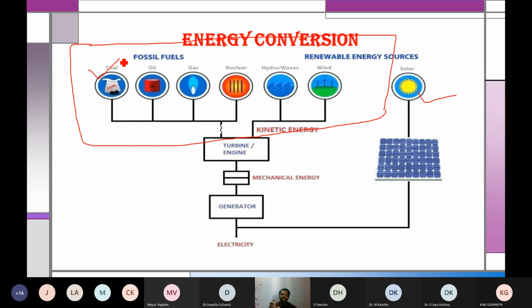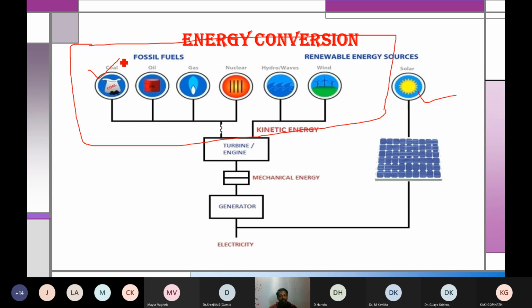Okay, in the same case, if you go for nuclear also, the only thing is that the way in which the heat is produced is different, right? There I am igniting the coal, I am generating heat, whereas here just by using a nuclear fission reaction, heat is generated, right? That's the difference. All the remaining processes are the same.